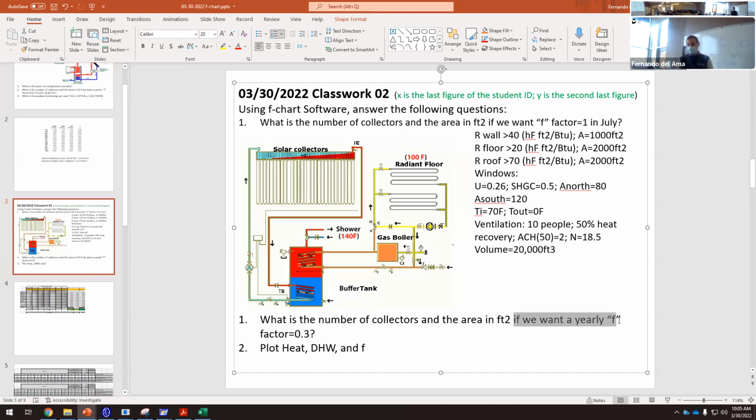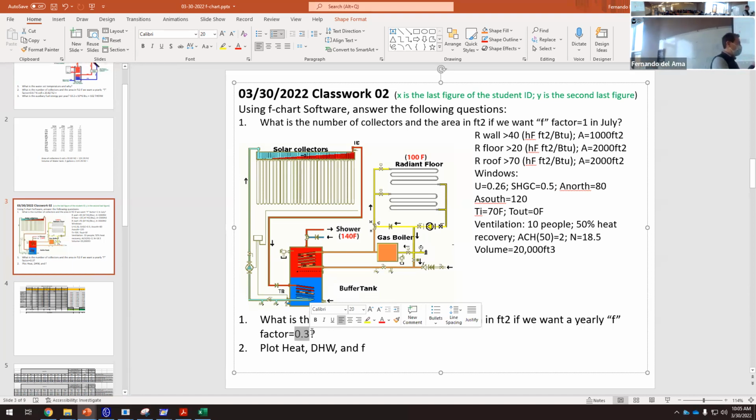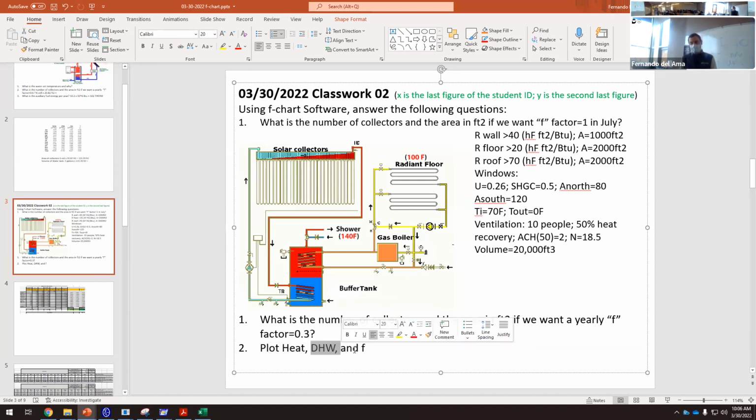If we want a yearly F factor of 0.3, because we are including the heating system, having an F factor of 0.6 is going to be difficult because we're going to need a lot of solar collectors. So the goal, if we're including a heating system, is 0.3, which is quite good. Then we have to plot the heat load, the domestic hot water, and the F.